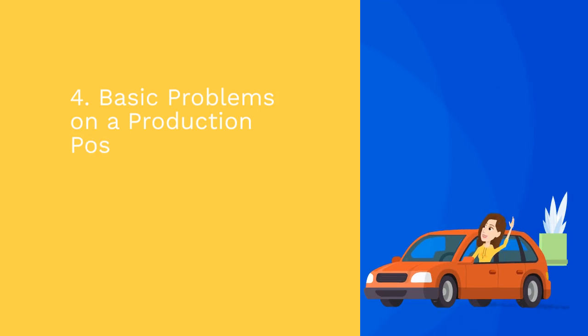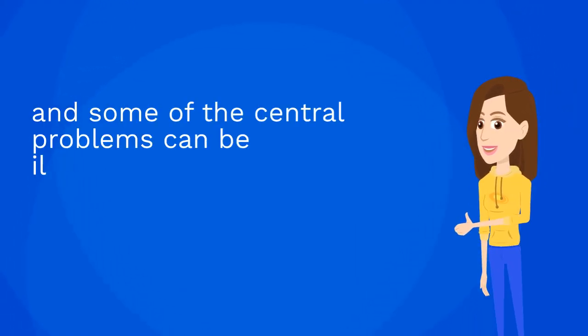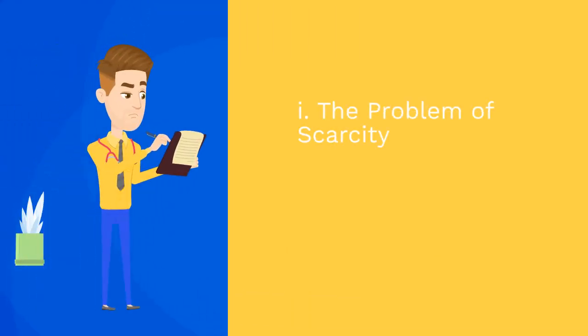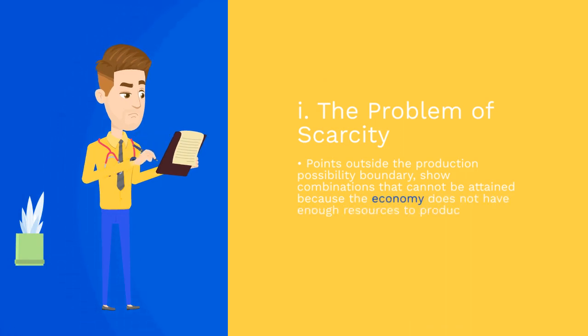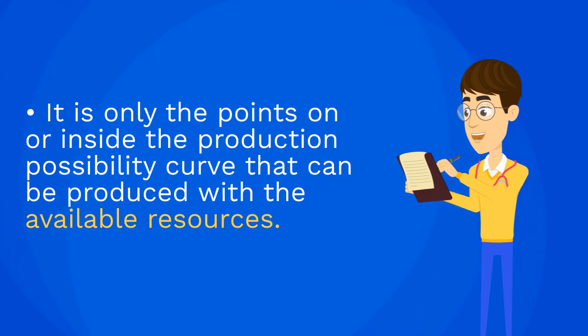4. Basic problems on a production possibility curve. The basic economic problem, i.e., the problem of scarcity and choice, and some of the central problems can be illustrated with the help of a production possibility curve. 1. The problem of scarcity. Points outside the production possibility boundary show combinations that cannot be attained because the economy does not have enough resources to produce those quantities. It is only the points on or inside the production possibility curve that can be produced with the available resources.